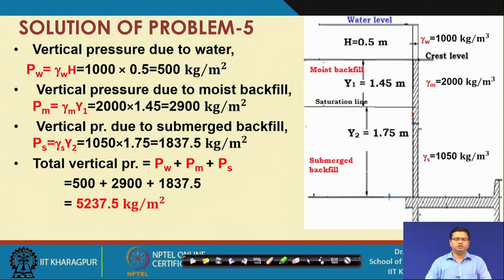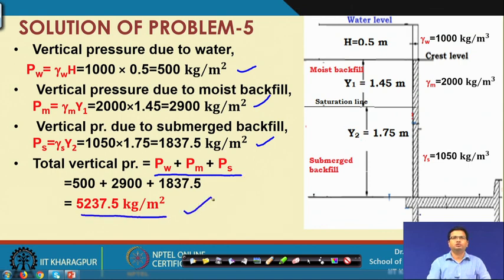So, vertical pressure due to water is 1000 into 0.5, so that equal to 500 kg per meter square. Vertical pressure due to moist backfill will be equal to 2000, which is your gamma m, into 1.45 the depth, so we will get 2900 kg per meter square. Vertical pressure due to submerged backfill, so gamma s equal to 1050 into 1.75 is the depth y 2, so we will get 1837.5. Okay. So, once these three pressures are computed, now we can add these three. So, we are getting 5237.5 kg per meter square. So, this is the total vertical pressure which is exerted on this foundation material.